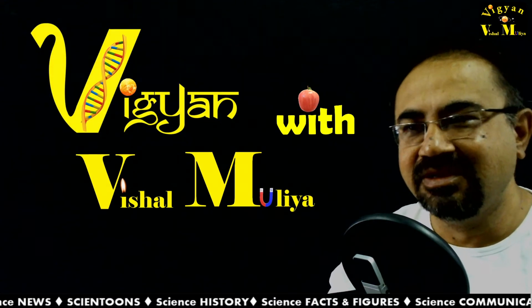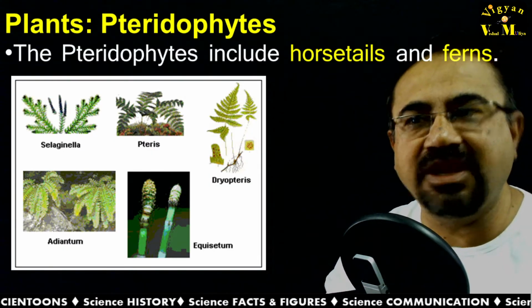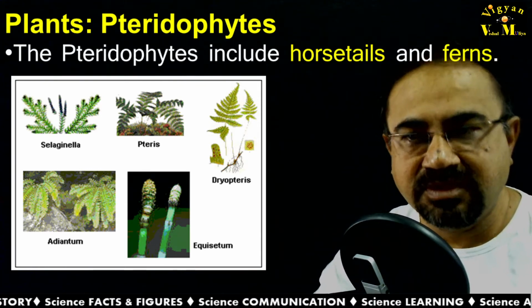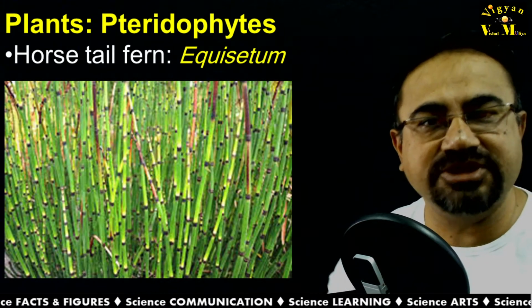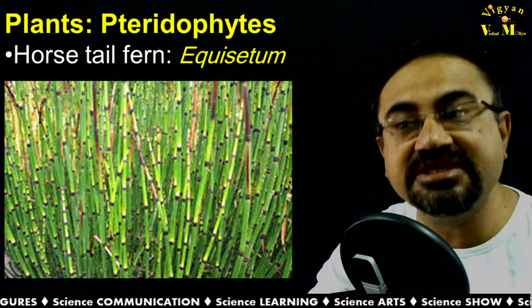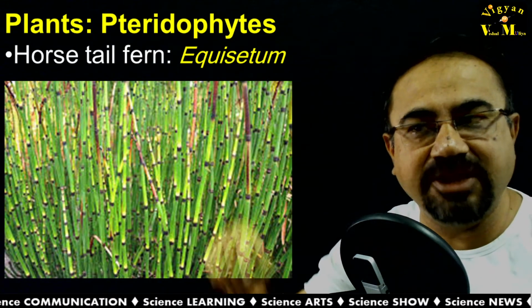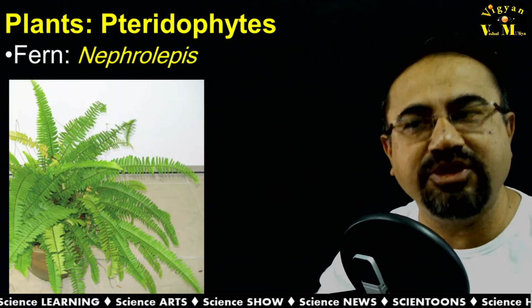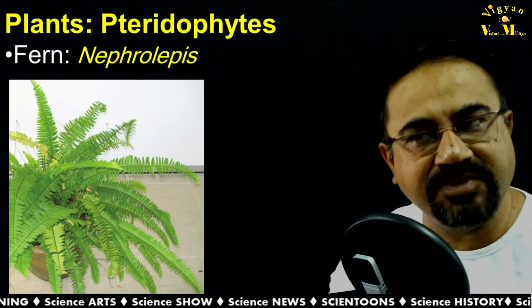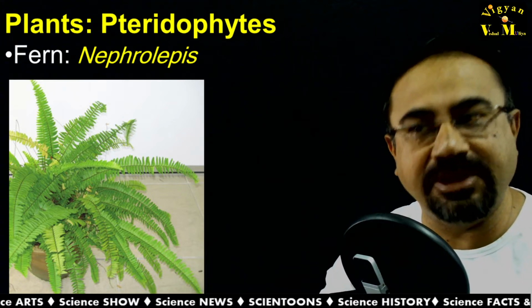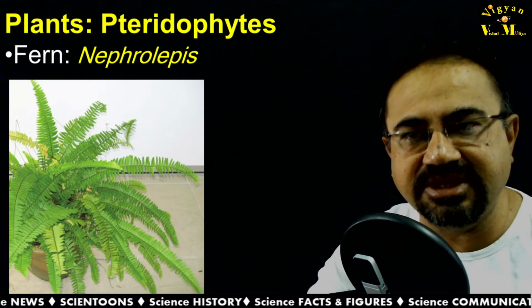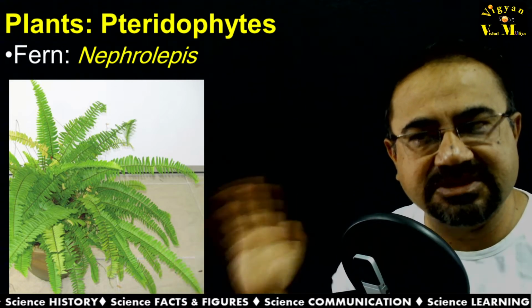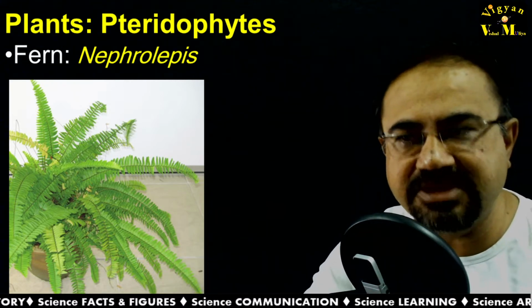These pteridophytes include plants like horsetail fern and many other types of ferns. Let me show the photograph. This is the horsetail fern, scientifically known as Equisetum, and because it has a shape like a horsetail, it is known as horsetail fern. Another very common one, commonly grown in our area, is Nephrolepis. It is commonly grown in gardens as an ornamental plant. Ferns have many types, but to be precise, the one shown here is Nephrolepis.